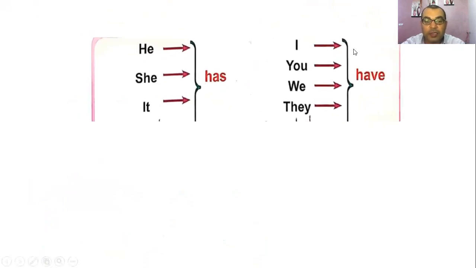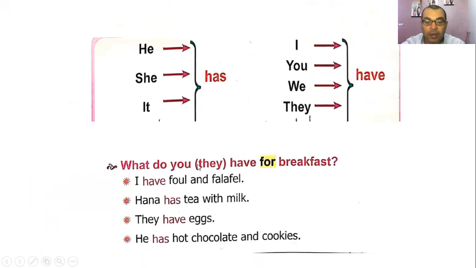Remember that when we use the verb have, we use the form has with he, she, and it. And have with I, you, we, and they. And this question, what do you or they have for breakfast? Remember that have matches with you and they. And here are some examples. I have food and falafel.